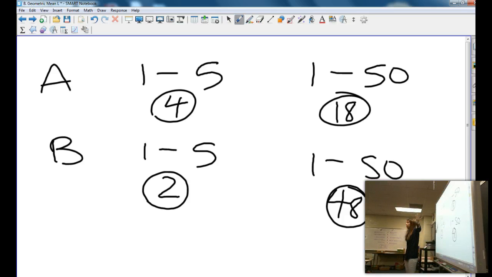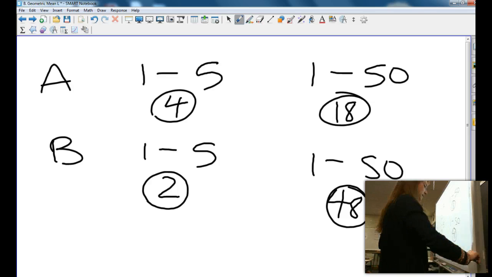Since we're using different scales, it would not make sense to just add these two numbers and divide by 2, right? 4 means something different than 18, because 18 is out of 50 and 4 is out of 5. So when you're trying to compare numbers that use different scales, that's when you would use a geometric mean. You don't know what a geometric mean is yet, but I'm about to show you.